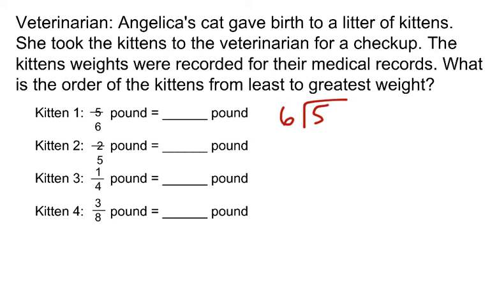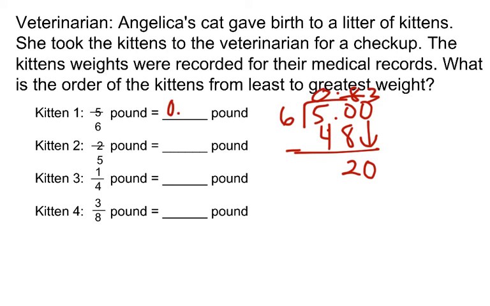So 5 divided by 6, again this is a proper fraction, so I should get a 0 in my ones place. So we have 6 going into 50, which goes in 8 times, and hopefully, from previous answers, you noticed that we know we're going to get a repeating decimal. It's not repeating at the 8, though, it's repeating at the 3. So kitten 1 is 0.83 repeating pounds.